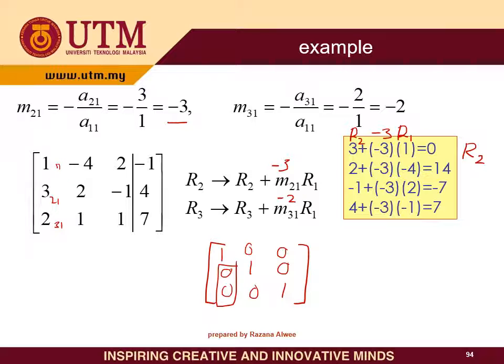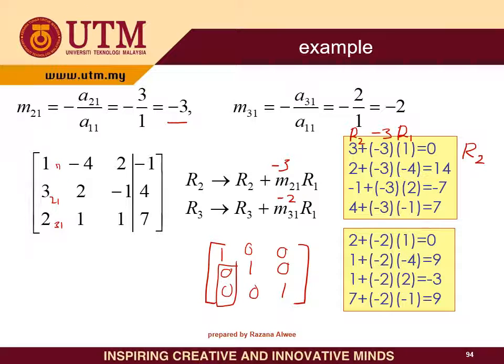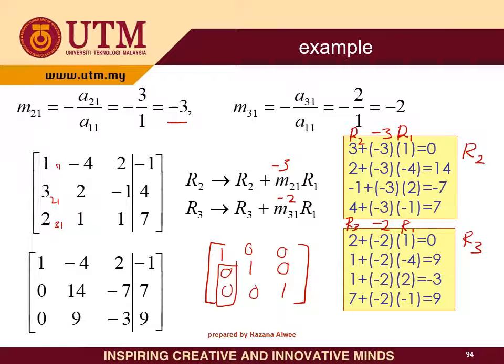So you will get the new R2, which is 0, 14, -7, 7. This is the new R3, where R3 plus negative 2 times R1. So you will get the new R3: 0, 9, -3, 9. And we have 0 for the first column.